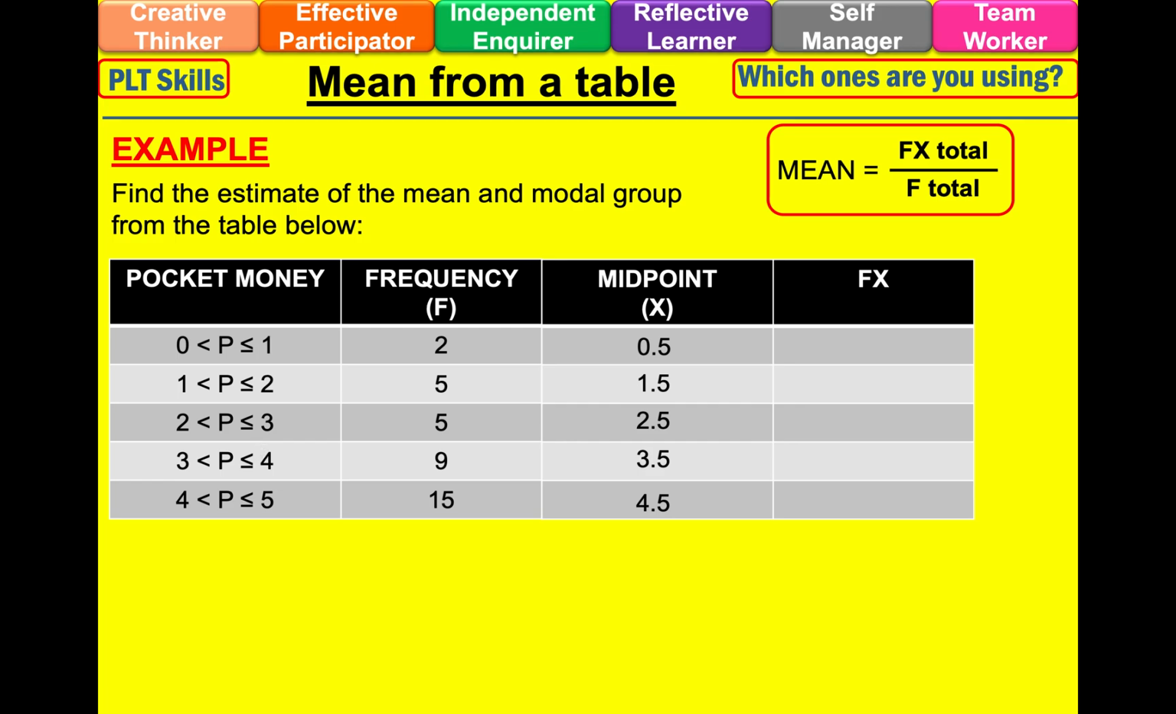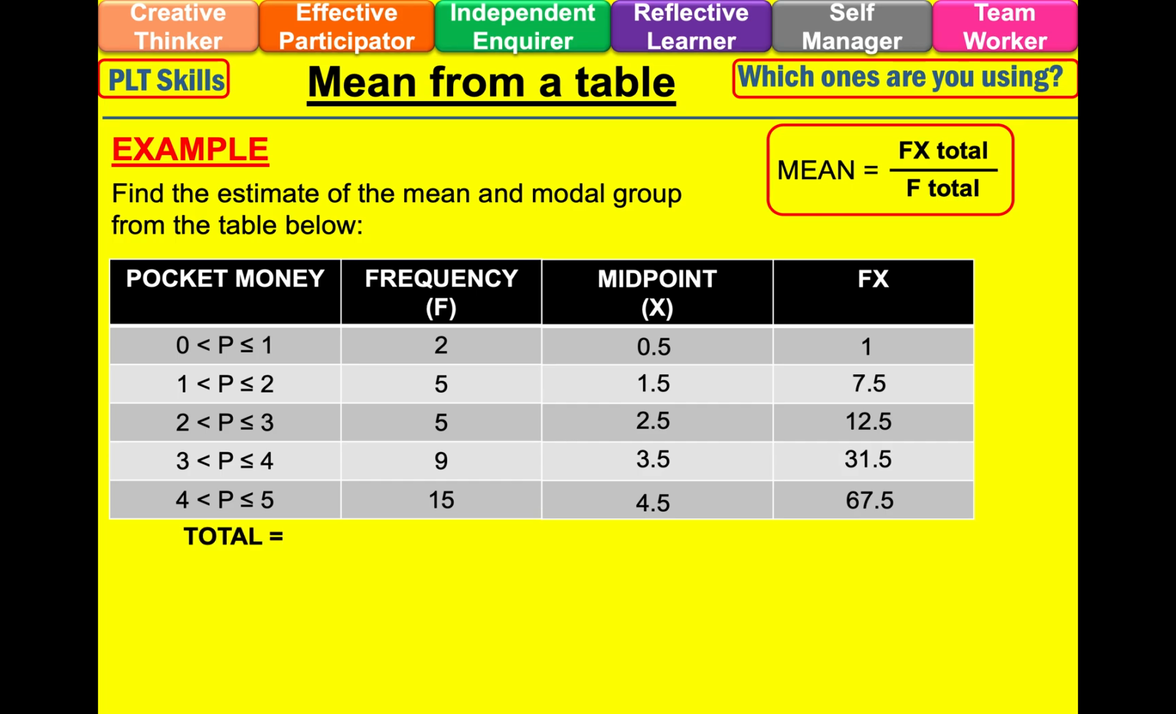How do you work out f of x? To work out f(x), you just multiply the frequency by the midpoint. So 2 times 0.5 gives you 1. 5 times 1.5 gives you 7.5. 5 times 2.5 gives you 12.5. 9 times 3.5 gives you 31.5. And 15 times 4.5 gives you 67.5. So you've got your fx and you've got your frequency.